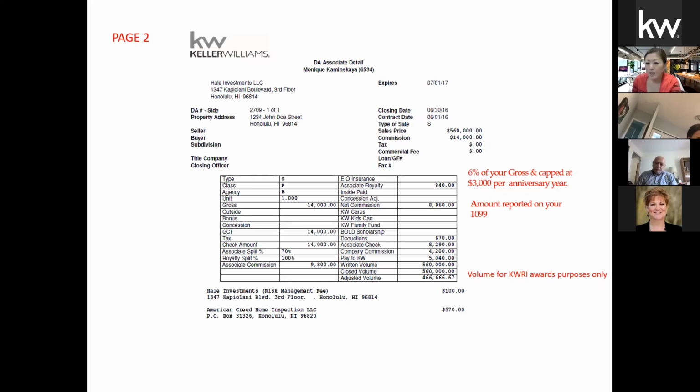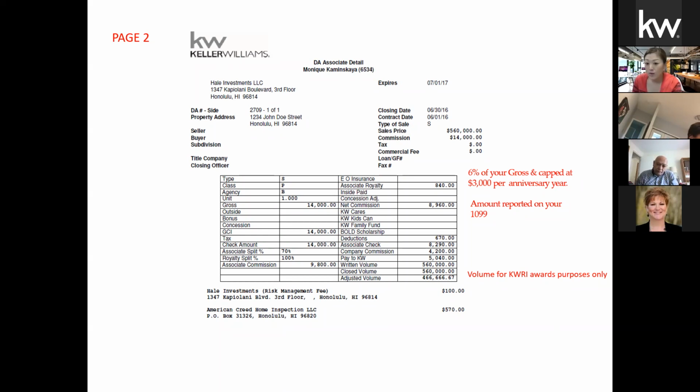Okay. Right underneath the associate check, you see company commission. So the company commission is the 30% that your brokerage is receiving. It's their 30% split. So that number is calculated by the GCI, which is 14,000. You times that by 30%, and that will equal the company commission, the 4,200.